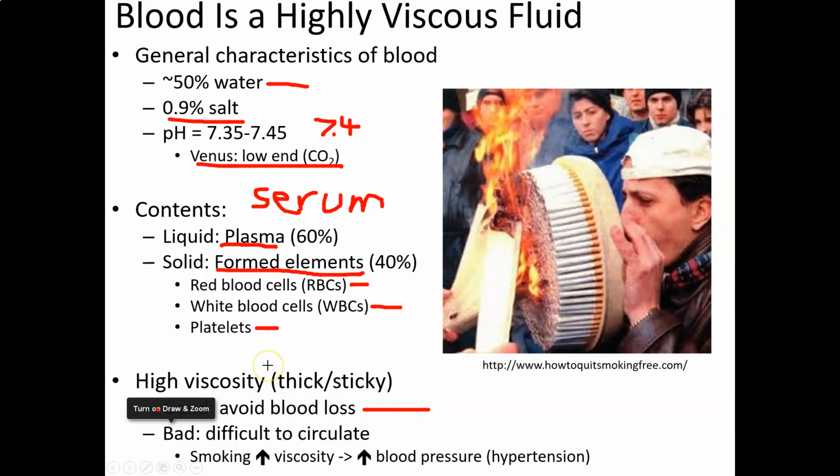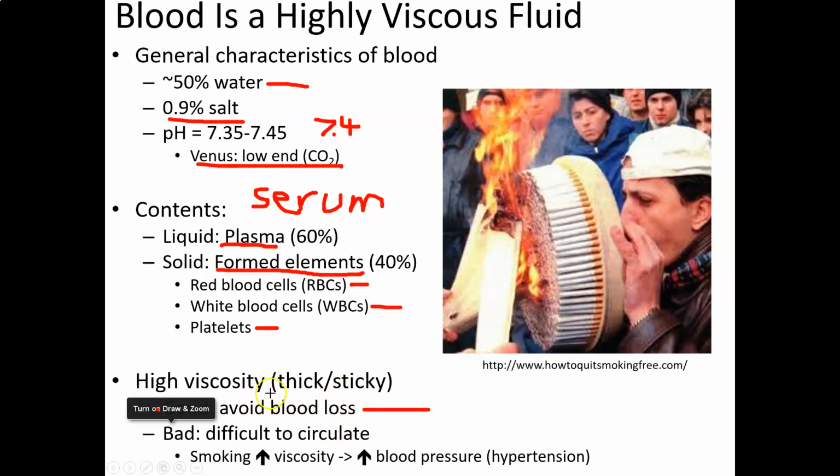Blood, as we said before, is highly viscous. That means it's kind of thick. It's also sticky. One of the problems with smoking is smoking thickens your blood, and it makes it more difficult, not only on the respiratory system, but also on the cardiovascular system, and that's why smoking is associated with higher risk of heart disease and things like that.